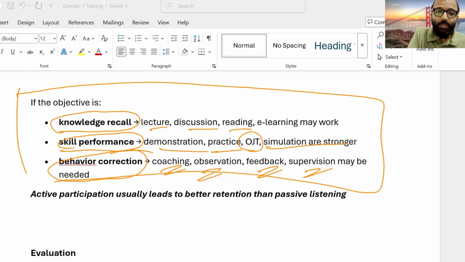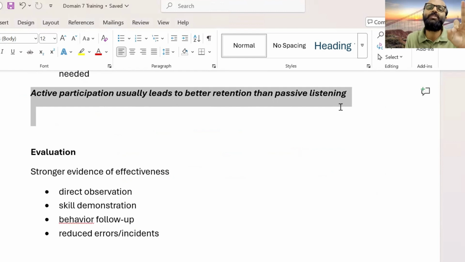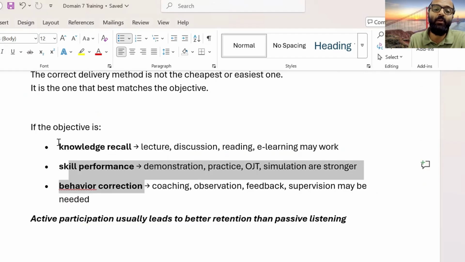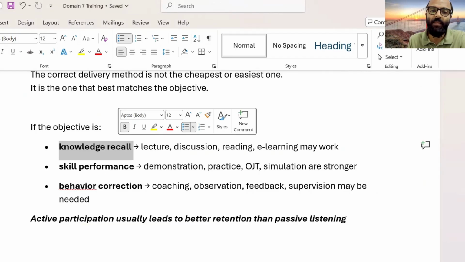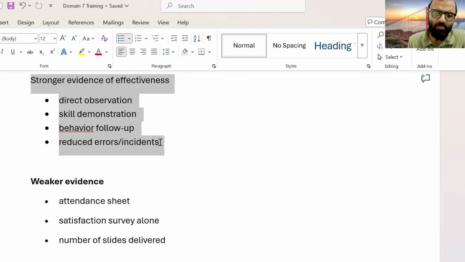So based on the objective, you have to change your training method also. But the basic thing is active participation usually leads to better retention than passive listening. Active training always has higher retention. Skill performance and behavioral correction have higher retention than knowledge recall. Evaluation: stronger evidence of effectiveness includes direct observation, skill demonstration, behavioral follow-up, and reduced errors and incidents.